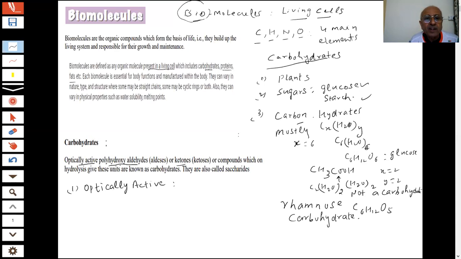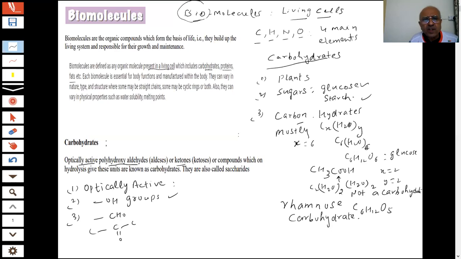Second, they are polyhydroxy. What do you mean by polyhydroxy? It means there are OH groups present, and poly means more than one. And third, they are aldehydes or ketones: either they have a CHO group or a ketonic group. So they must possess these functional groups in order to qualify as carbohydrates.